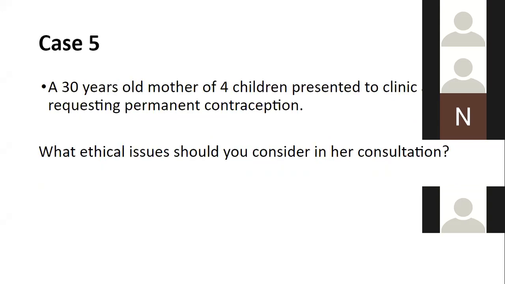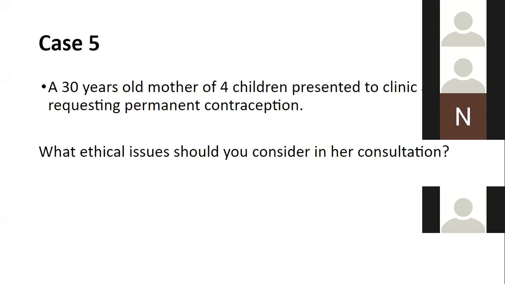Okay, the last case is about a 30-year-old mother of 4 children who presents to the clinic requesting permanent contraception. What ethical issues should you consider in her consultation? So when we are talking about permanent contraception, we're talking about tubal ligation in females and vasectomy in men. Now, a vasectomy is actually a daycare procedure which is done under local anesthesia and does not have many risks, but it is difficult to reverse.